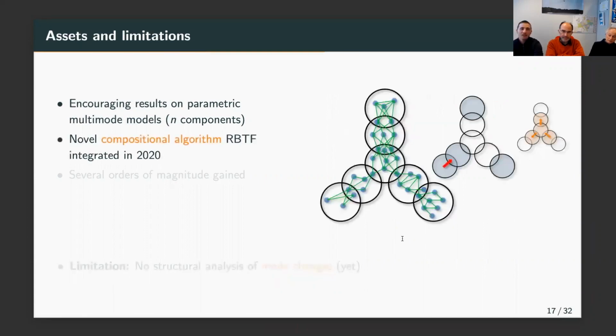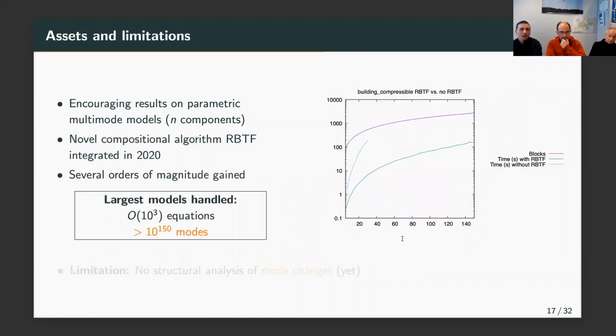And then we hugely benefited from a novel compositional algorithm that will, in very few words, decompose the problem in a clever way into parts that can then be solved in a specific fashion. And we actually gained several orders of magnitude. And so the results we got were that we reach computational times that are, let's say, empirically polynomial in the number of equations, but meanwhile, the number of modes is exponential in the number of equations.